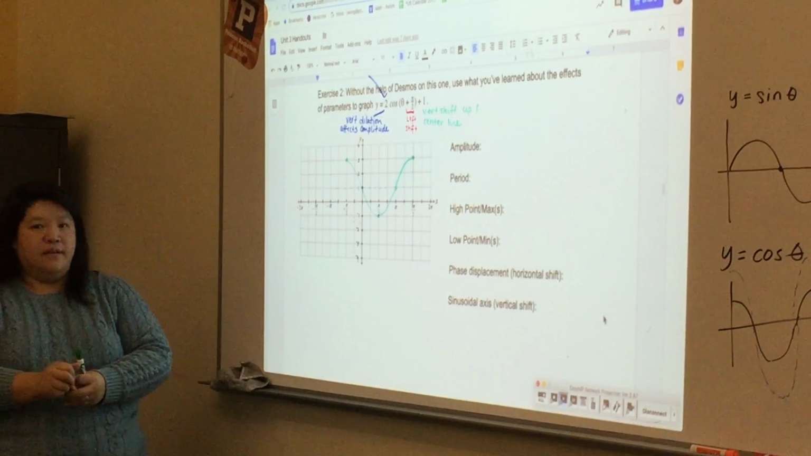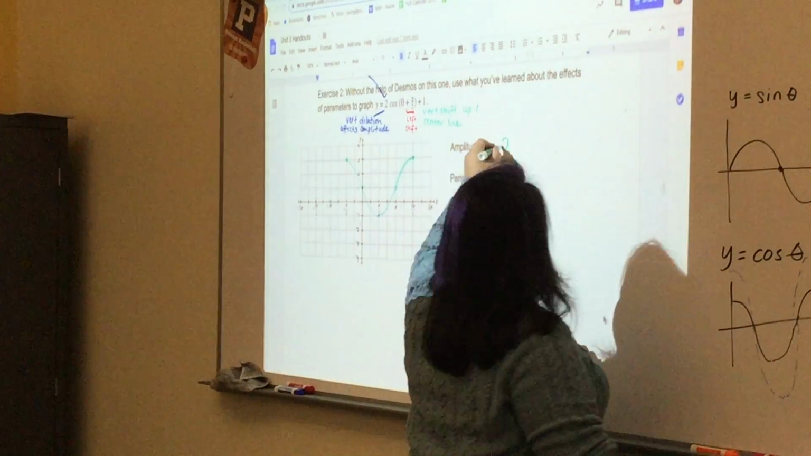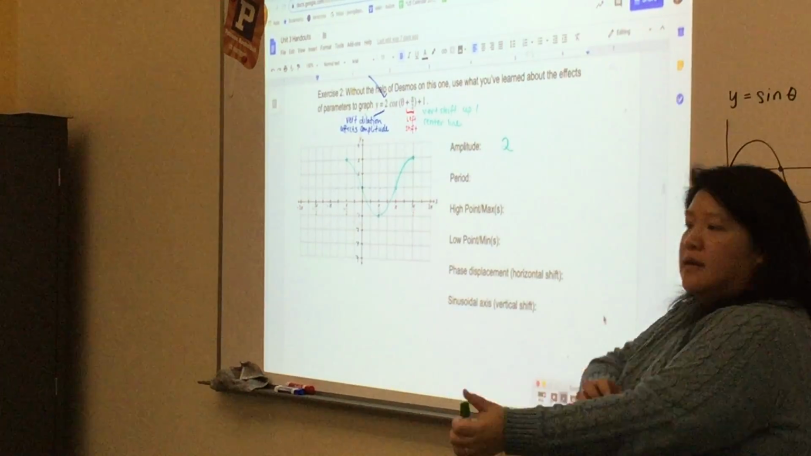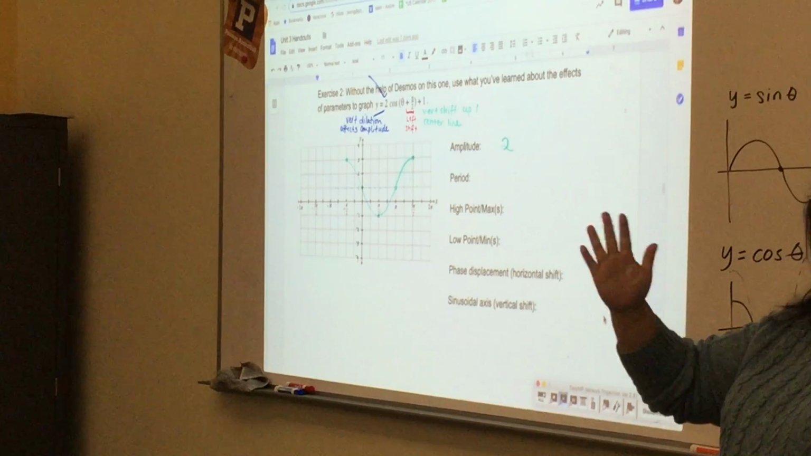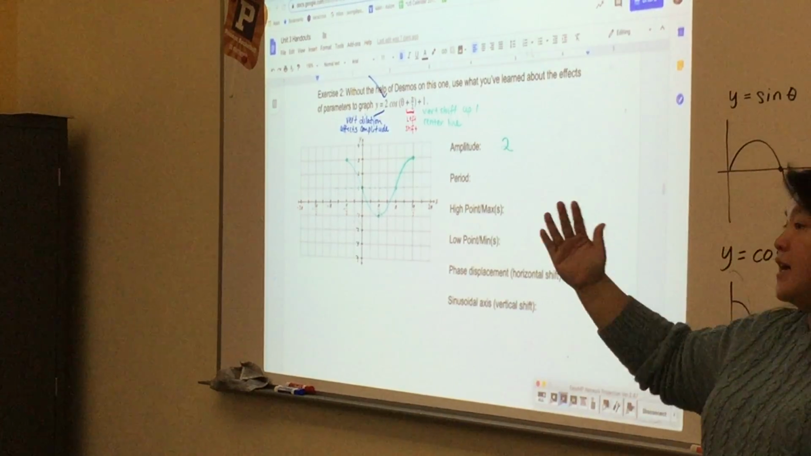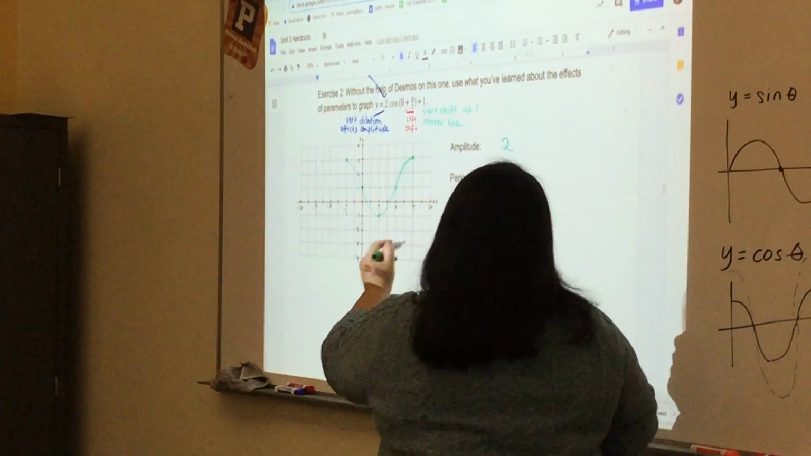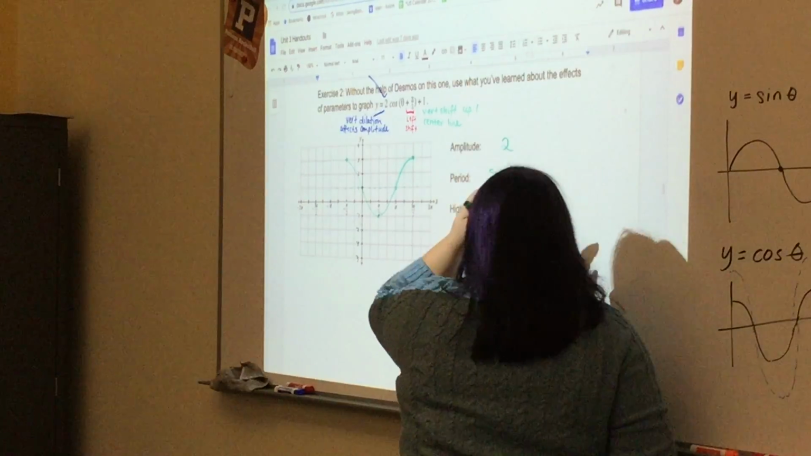So what's my amplitude? Let's fill in this stuff. 2, right? We've stretched that height of the bump. Period. How long to complete one cycle of the U shape? Still 2 pi. I did not shrink it. I did not stretch it, right? It's still the same width. I just moved it. So 2 pi is still my period.